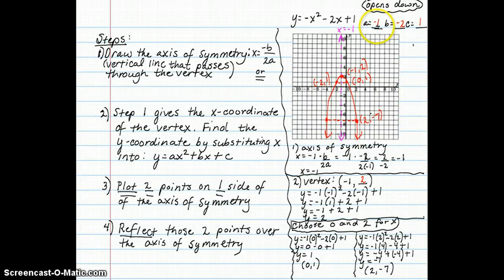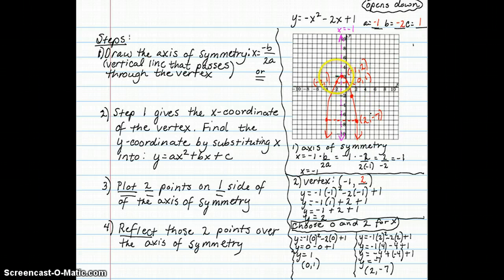Okay, you can see that a is -1, b is -2, and c is 1. This opens down. We know it's going to be the same size as the parent function because this is a 1. So the absolute value of a, if it's 1, is going to be the same size as the parent function. So it goes over 1, down 1, over 1, down 1, so that's right. And then it's going to go over 2, down 1, 2, 3, 4. You can see that fits on there.